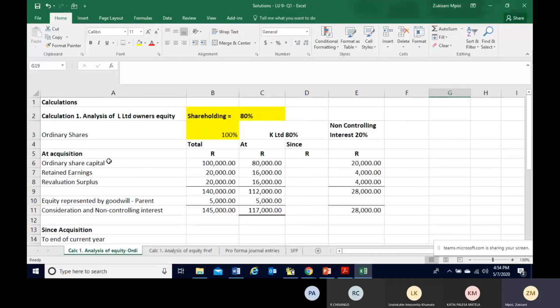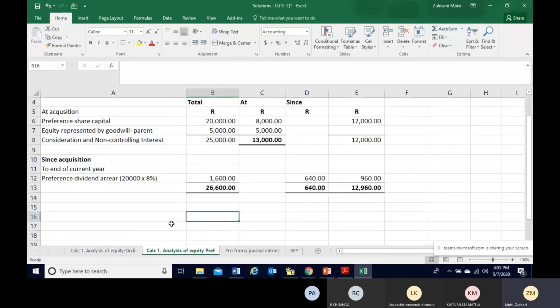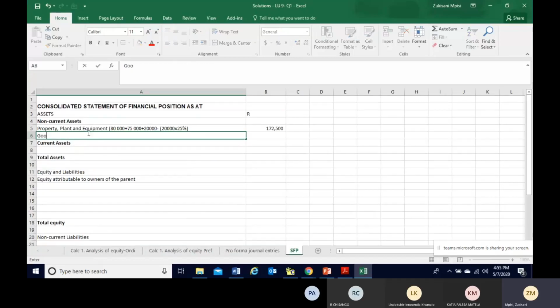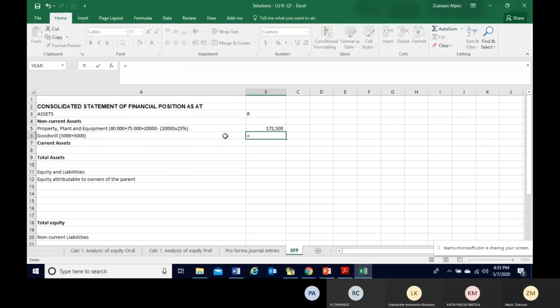We also have a goodwill. So we've got a goodwill coming from ordinary shares and coming from preference shares, both 5,000. So we also indicate that we've got goodwill, which is 5,000 plus 5,000, so it's plus 10,000.